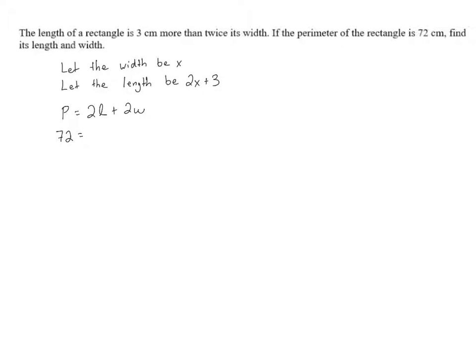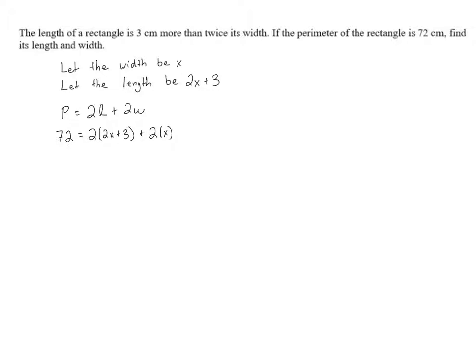So we have 2 times L, so we've got 2 there. But we need to multiply that by the length. Well, the length is 2x plus 3, so we've got to take that 2 and multiply it by 2x plus 3. Then we need to add twice the width, but the width is just x, so we're adding 2 times x.